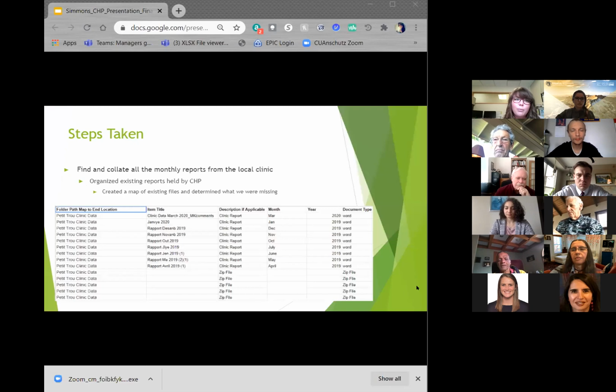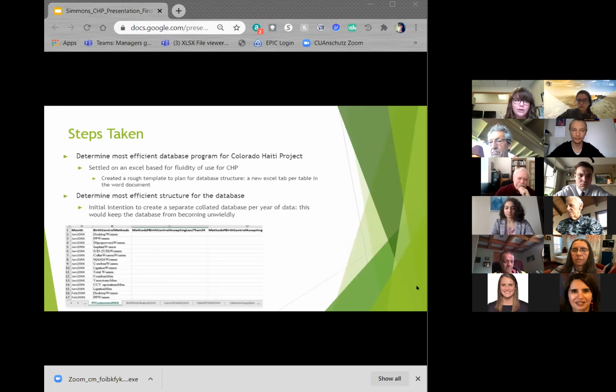So what I did originally was figure out essentially all the reports that they had, found any missing reports that they needed, and then work to acquire those from the clinic. And then once I've gotten all of those, we created a shell or Google-based or Google Sheet-based structure that Colorado Haiti Project wanted to use moving forward. So that can be seen here. This is just like the shell of the sheet that my program would then put everything into.